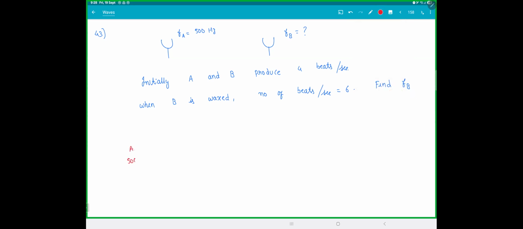When A is 500, and you're saying that 4 beats you're producing, so B must be either 496 hertz or B must be 504 hertz. There are two possibilities because the difference is 4. But whenever you put wax, FP decreases. So if you decrease further than 496, then the number of beats would increase.